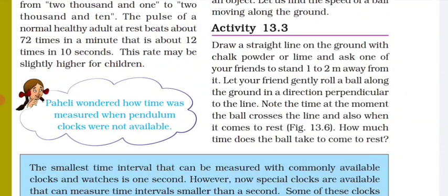Now we have to note the time the moment the ball crosses the line, and also when it comes to rest. So two positions we have to note. First is when the ball is crossing the line, and second when it comes to rest. So how much time does it take to stop? Whenever we roll it, we note the time when it crosses the line and the time when it becomes rest.